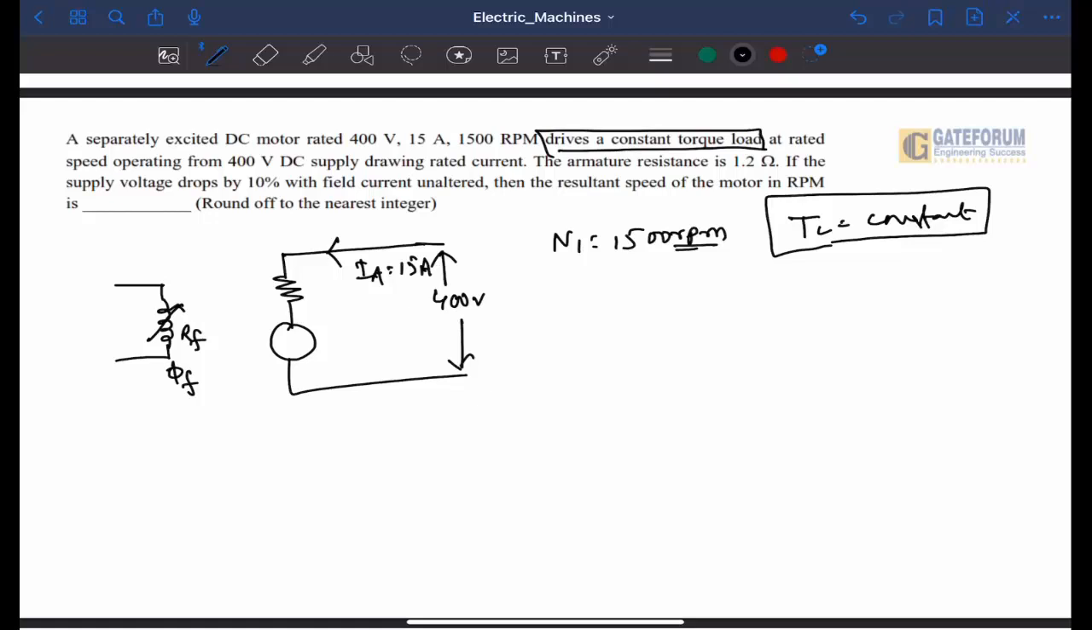If you neglect this, it is not a constant load torque, then we will have some doubts about how to find the armature current in this problem. Subsequently, I will show how to solve this problem.